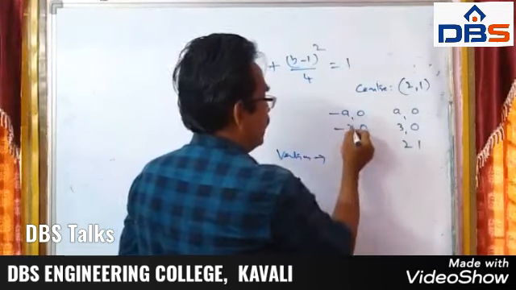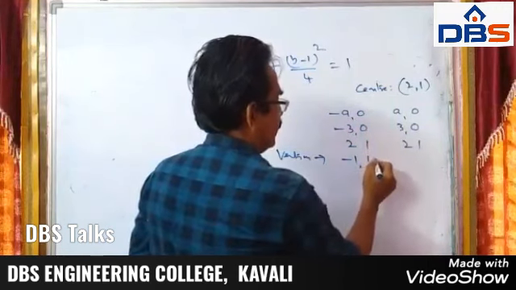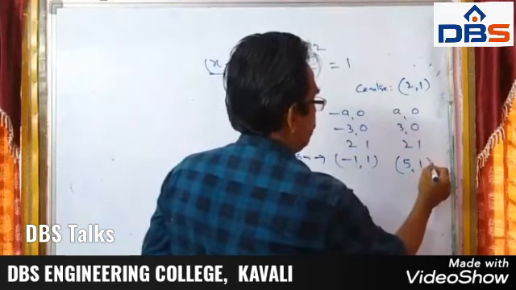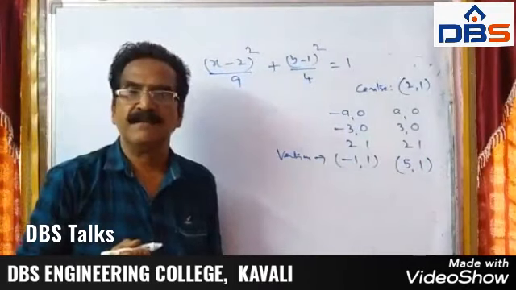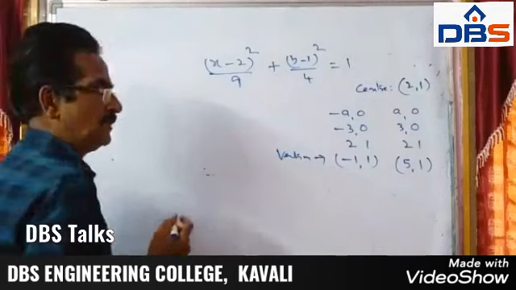Vertices of the given ellipse: minus 3 plus 2 is minus 1, 0 plus 1 is 1. 3 plus 2 is 5, 0 plus 1 is 1. So these are the vertices.